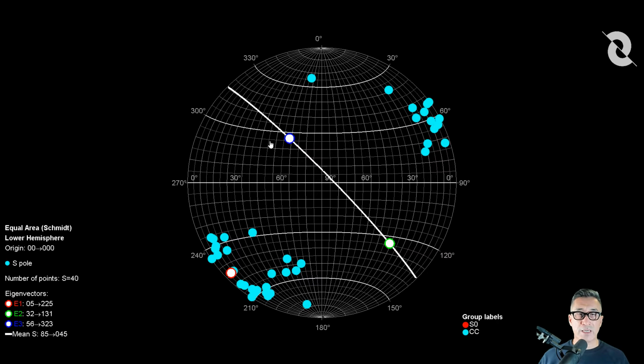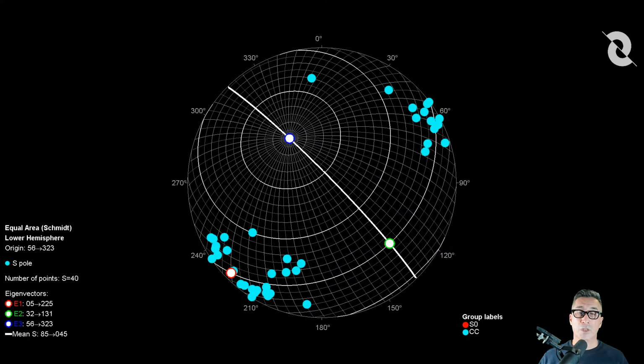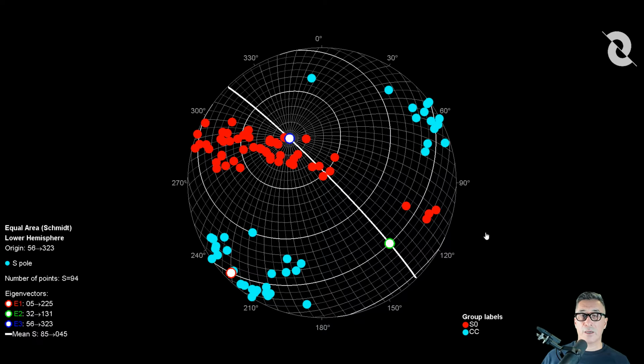Okay, so let's rotate the grid so that it conforms with the eigenvectors. This is what it looks like. So the rotation axis is plunging at 56 degrees to 323. So it's in that direction here, as opposed to the bedding down here somewhere. So I'll plot both of them at the same time. This is plotting both the bedding poles, which are in red, and the fractures.